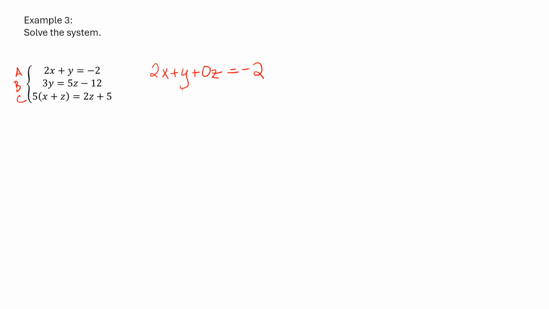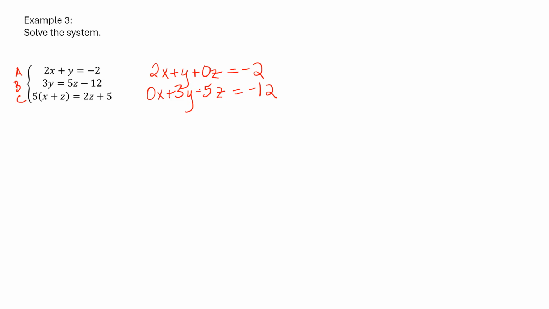The second equation, I'll put the 3y in line with the y. I'm going to subtract z on both sides of that. So I'll have negative 5z. I don't have an x in that equation, so I'll put 0x for that. And then the negative 12 is over there on the right. So these are equations A and B, just rearranged a little bit.